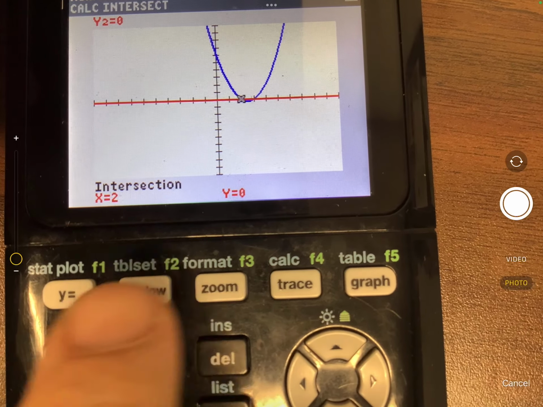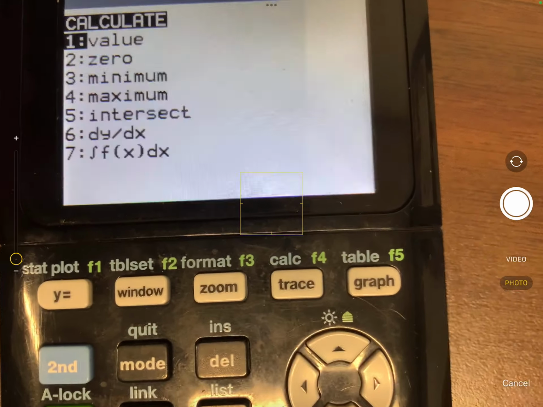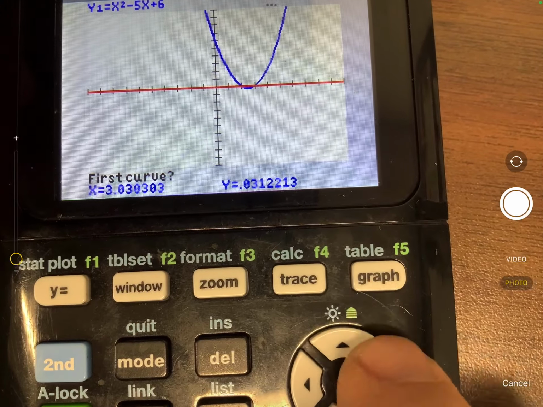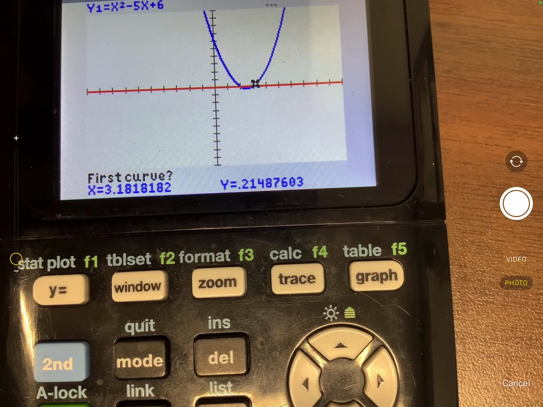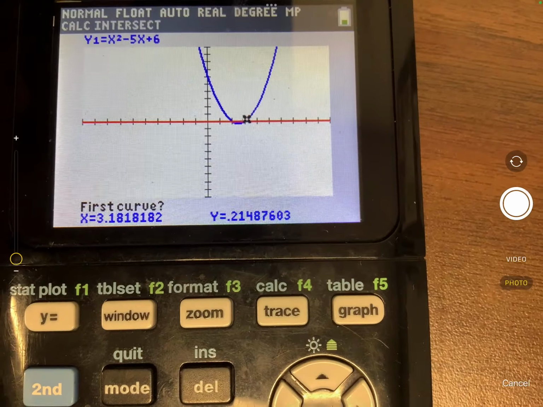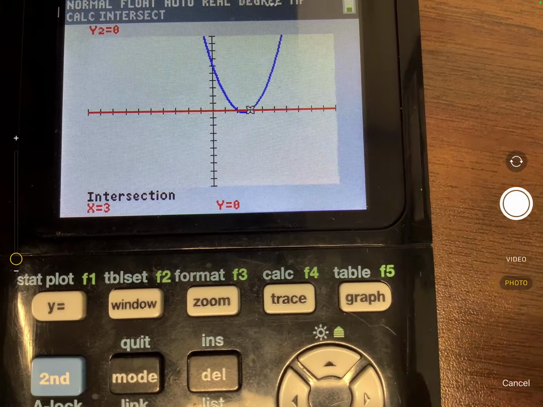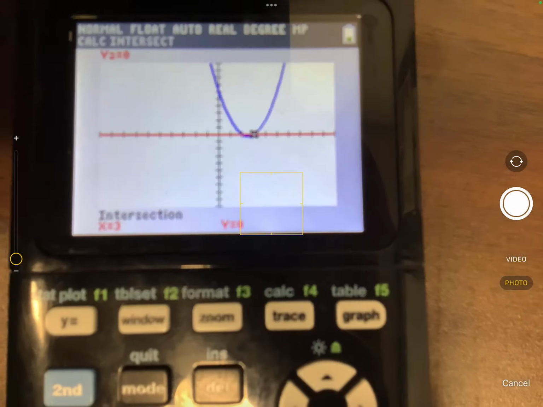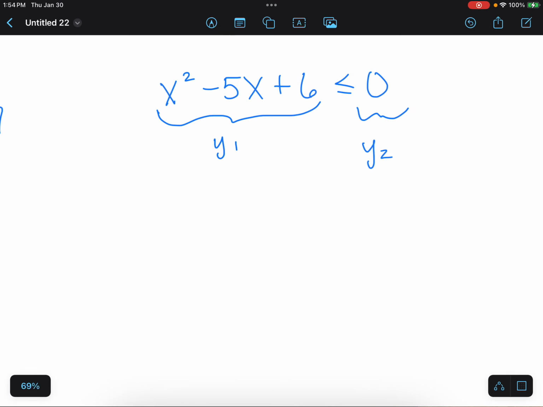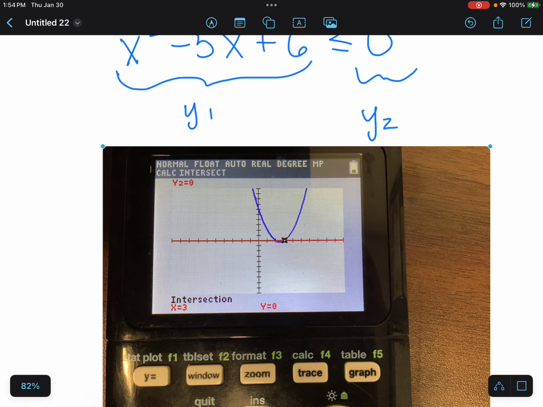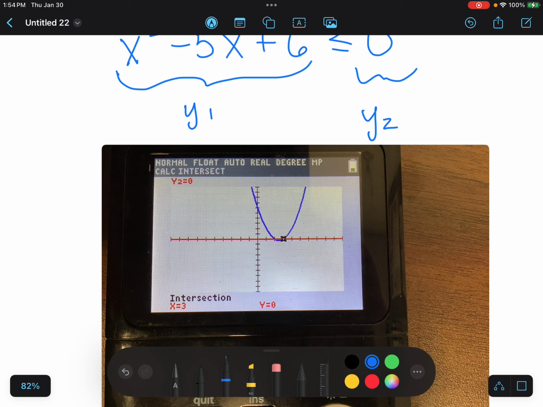I'm going to use the calculator to show you anyway. Second trace, option 5, but I'm going to move the cursor over closer to the other one. I do not need to get right on top of it, but close enough is good. That's the second equation, hit enter, guess, no, and tell me the answer. So again, my intersections that I got for this problem were, oops, there we go, 2 and 3.